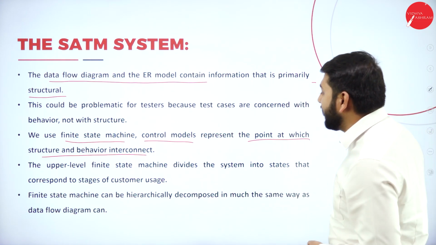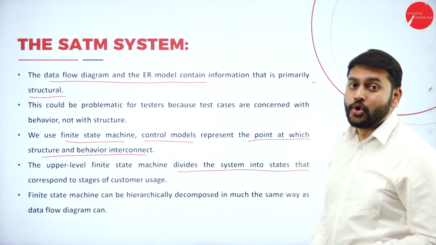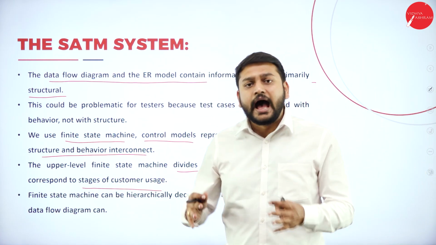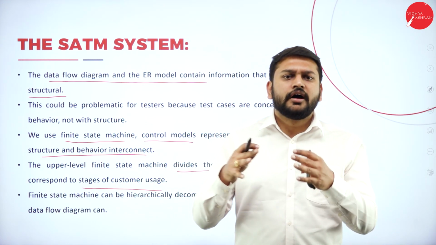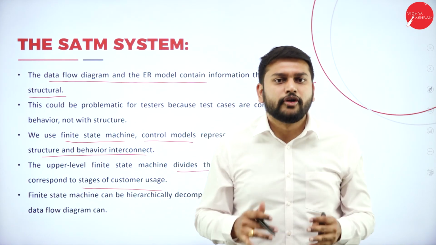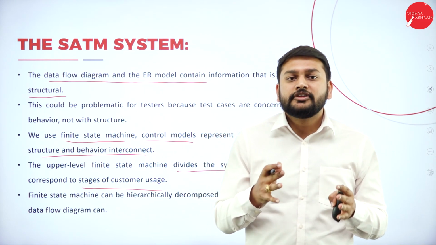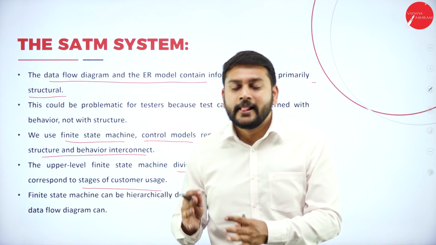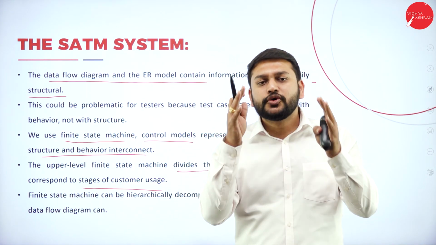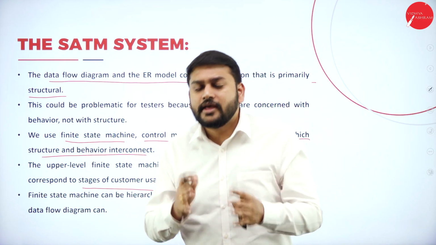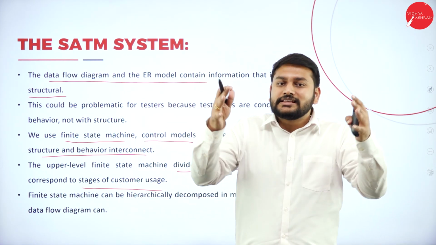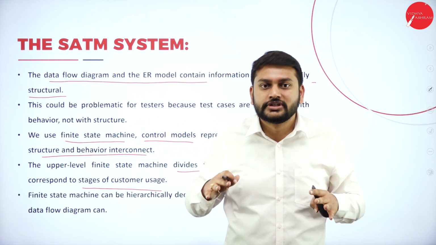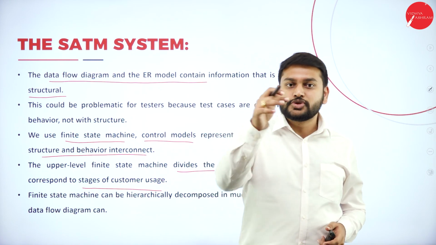The upper level finite state machine divides the system into the states that correspond to the stages of customer usage. Yes, I will be discussing that. What exactly that point is telling all of you is, we will be having the finite state machine in two different levels. One is high level, another one is low level. Whenever I utter high level, you need to understand the information is very less. So you will not have detailed information, and you will not have the decomposed information there. That's what you need to understand.